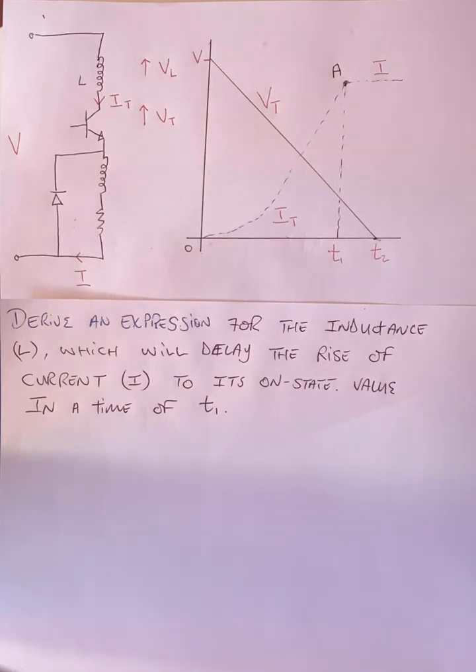So now back to our objective, or our task at hand. We are going to derive an expression for the inductance of the inductor L, which will delay the rise of current, simply meaning there will be a rise in current. However, we want to delay the rate at which this current is rising or increasing to its steady state value in a time of t, specifically in our case t1, as we can see on the right hand side of the graph, right?